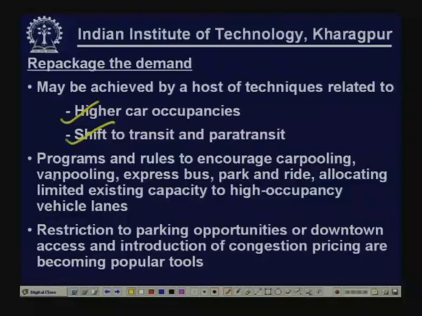environmental aspects. Programs and rules to encourage carpooling, van pooling, express bus, park and ride, allocating limited existing capacity to high occupancy vehicles. These are different ways and means for repackaging the demand.